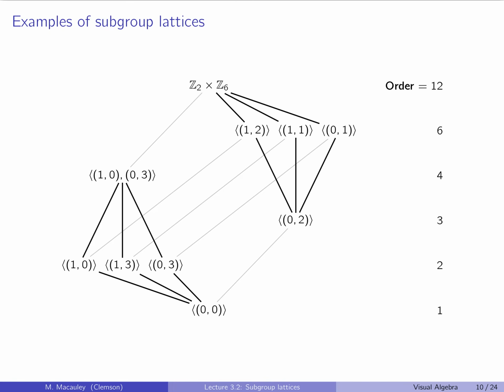In the meantime, let's take a tour of a whole bunch of subgroup lattices of various groups that we've seen, and a few that we have not. Now let's go exploring. First, here's Z2 cross Z6. This is one of the 5 groups of order 12.